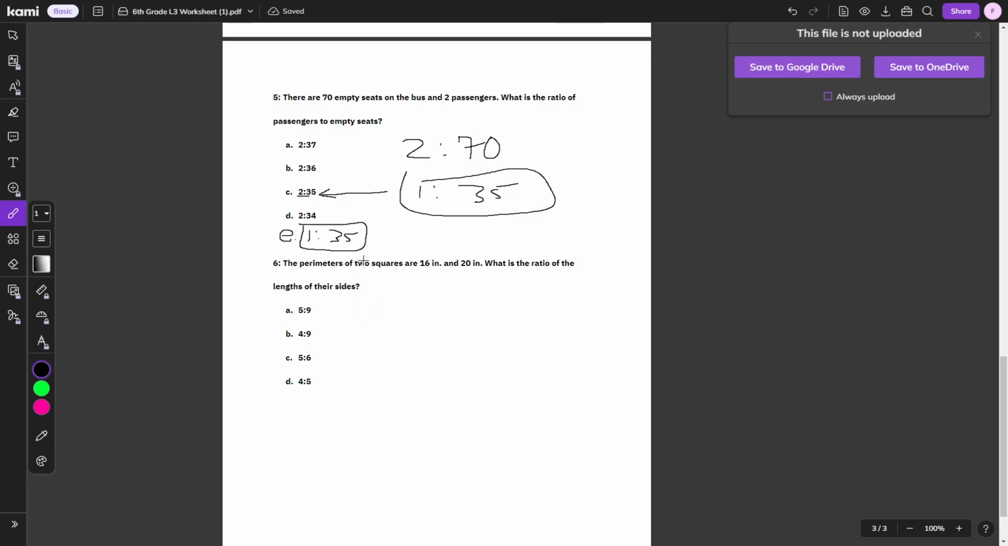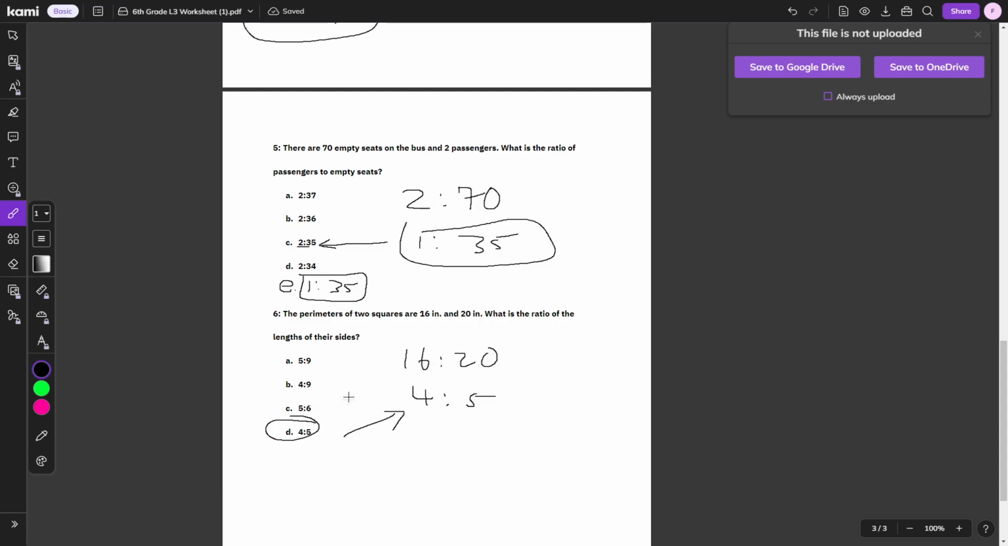Lastly, the perimeters of two squares are 16 inches and 20 inches. What is the ratio of the lengths of their sides? 16 to 20? 4 to 5 if we were to divide by the greatest common factor, which is 4 in this case. 4 to 5 is D. Looks like this answer choice is correct.